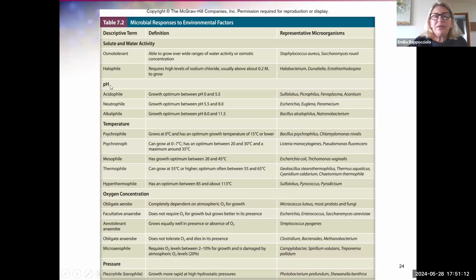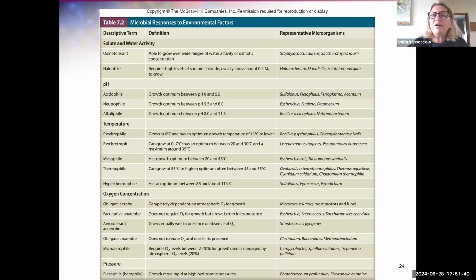And the same is with pH. You have acidophiles, they need low pH. Neutrophiles, they like neutral pH. Alkaliphiles, they require pH above neutrality. Psychrophile, psychrotroph, mesophile, thermophile, hyperthermophiles. These ones are cells that require different temperatures for growth.